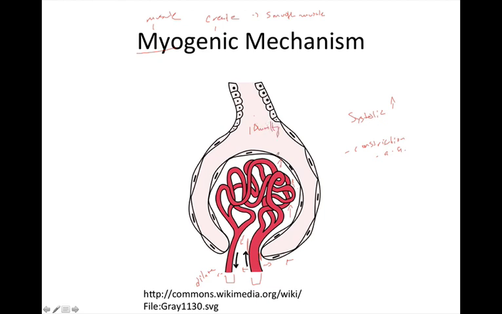Now, this mechanism would obviously be proportional to the changes in systolic blood pressure. The higher the pressure gets, the more the afferent would constrict and the efferent would dilate, and vice versa if pressure drops too low. Now, one thing you have to keep in mind, though, is that this mechanism is kind of obsolete if we dip below 80 millimeters of mercury, or if we start to rise above about 180 millimeters of mercury.